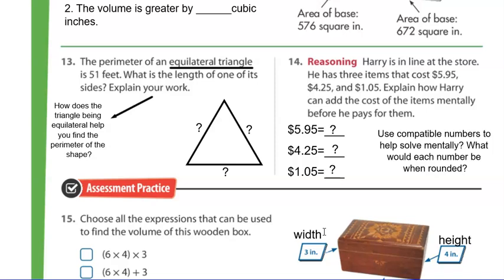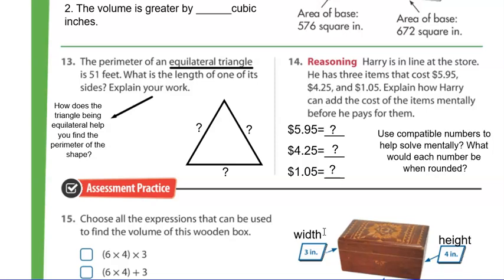So how could we use compatible numbers to help solve this problem mentally? What would each number be rounded to? So how could I round these to those compatible, easy numbers that I can use within my brain? Because we know when we're rounding, that should be a number that I can quickly add in my brain. I should never have to write anything down if I want to do something mentally. So think about what you could round each of those numbers to.